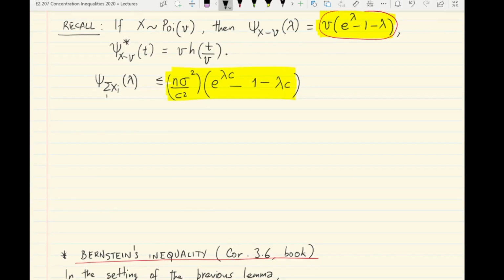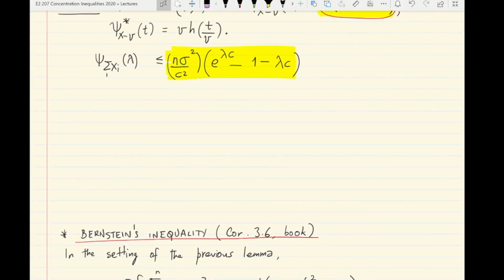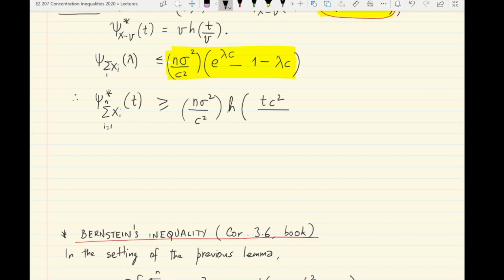By making this connection, you can find the dual function of this right hand side expression to get the bound that psi star of the summation i equal to 1 to n of xi at t is lower bounded, because the primal function psi is upper bounded. It will imply essentially a lower bound for the dual function by the definition of psi star. So you get finally, after some algebra, n sigma square by c square h of t c square by c n sigma square.